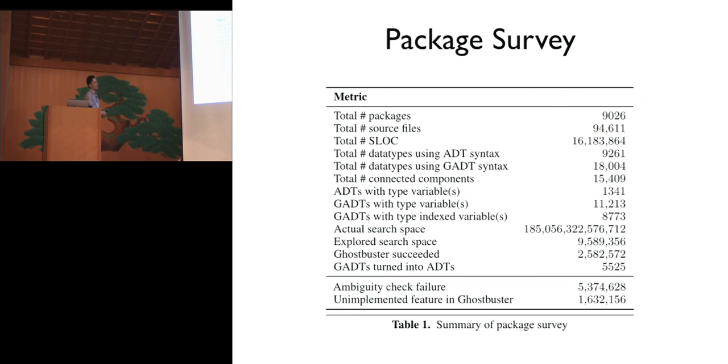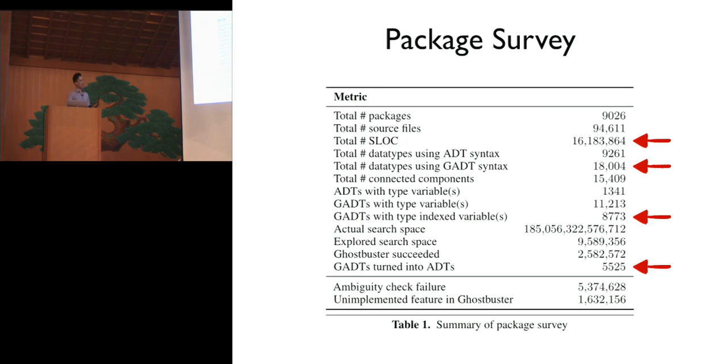So in order to test Ghostbuster, we found this website called Hackage. It had some Haskell code on it, so we just downloaded that and grabbed all of the GADTs. About 60%, I think it was, have type variables, and 80% of those have type indexed variables. But of the GADTs with type variables, we were able to successfully erase one or more of those and turn these GADTs into a regular ADT about half the time.